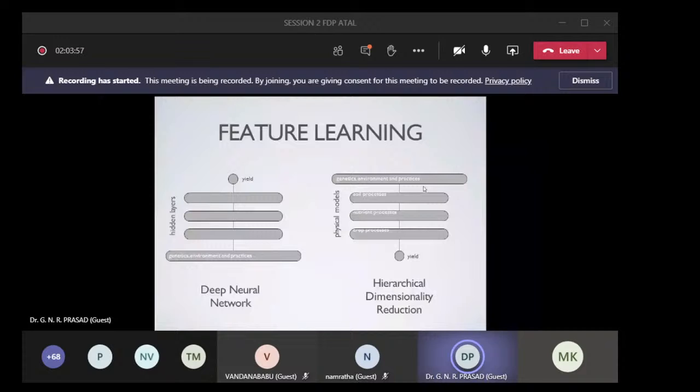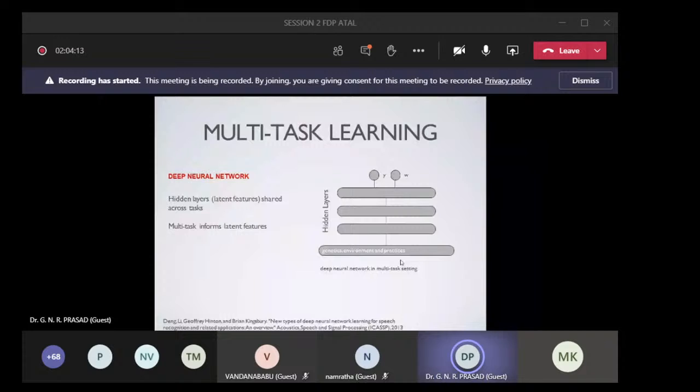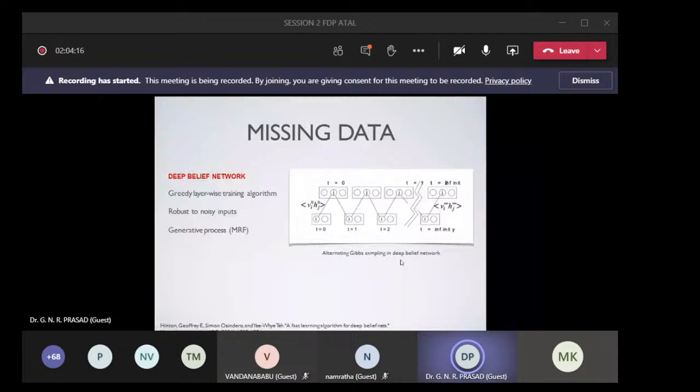Spatial data is one example. This is a time to give an example where we can bring deep learning into consideration. Multitask learning is one where people are interested. We can practice this also. And we can see a deep belief network, which is again a part of neural networks. Other applications are possible in this way.